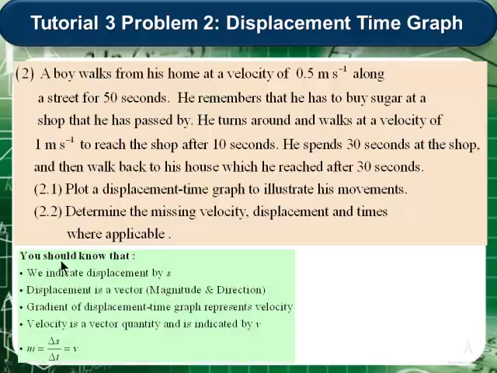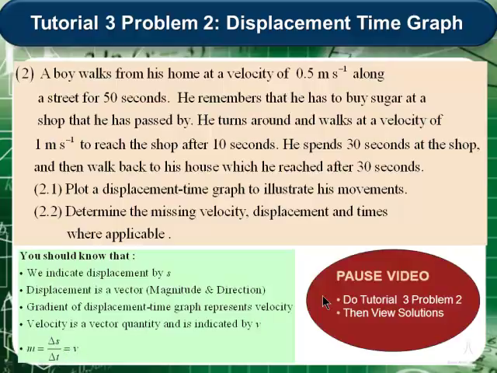Just as some hint, you should know that we indicate displacement by S. That displacement is a vector, so it's got magnitude and direction. That the gradient of a displacement time graph, which is delta S over delta t, represents the velocity. That velocity is a vector quantity and is normally indicated by v, and therefore the gradient, which is delta S over delta t, is equal to v. I suggest that you pause the video, do this problem 2 of tutorial 3, and then come back and view possible solutions.